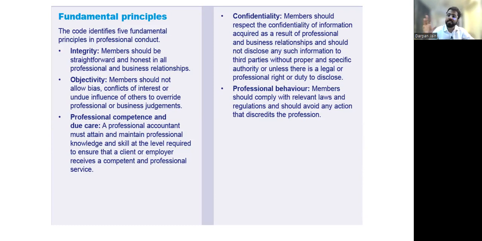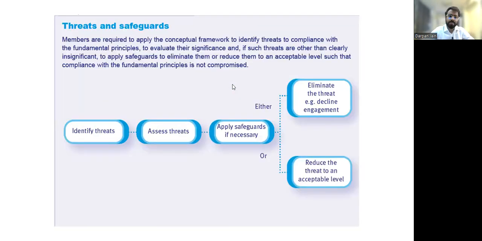As I told you, this chapter contains 3 things: principles, threats, and safeguards. So let us go to that part of the chapter. Threats and safeguards. What should the member, the auditor or the practitioner, do? He should first identify, before assessing, what kind of threats there are to his fundamental principles of ethics in this particular engagement.